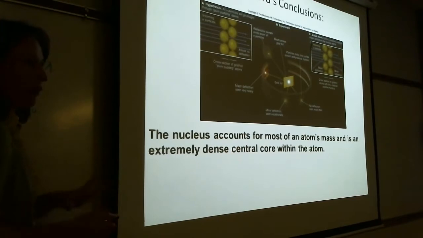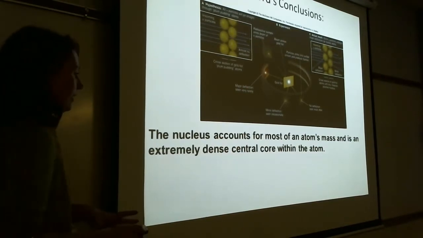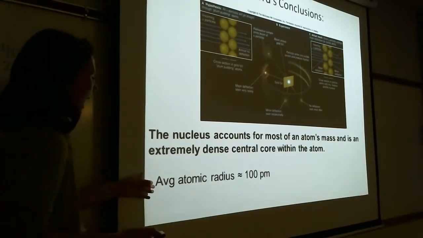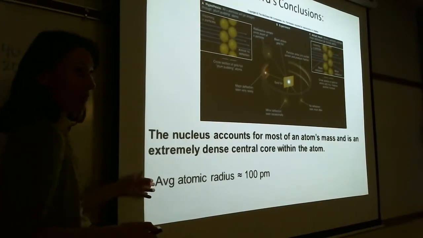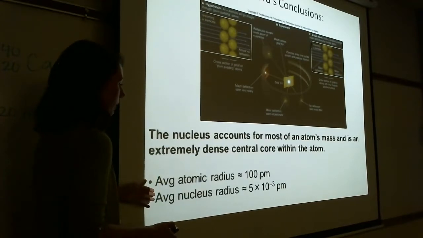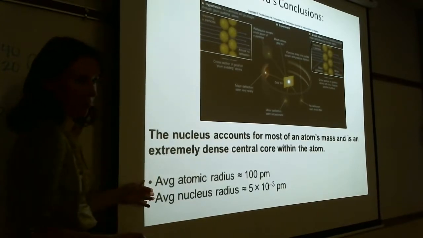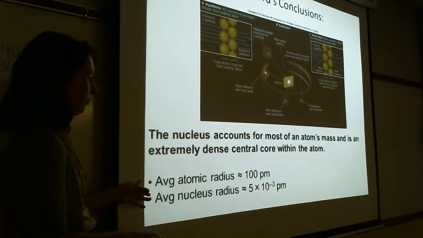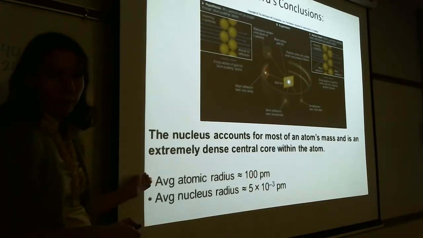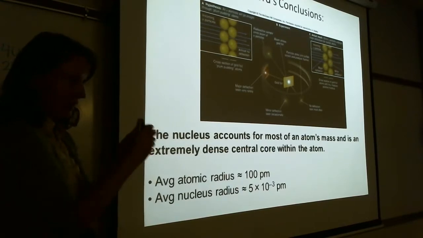And just to give you a frame of reference, I won't make you memorize this for an exam. Let's just look at it. The average atom has a radius of about 100 picometers, whereas the average nucleus is 0.005 picometers, right? 5 times 10 to the negative third, that's the radius of a nucleus. That's the atom as a whole. So the radius is significantly smaller than the atom as a whole, right? Very small, compact, very dense in the middle.